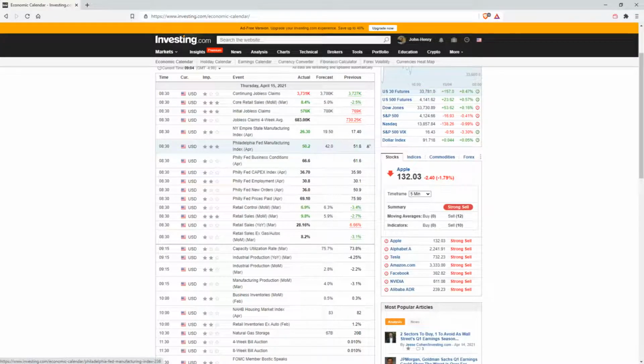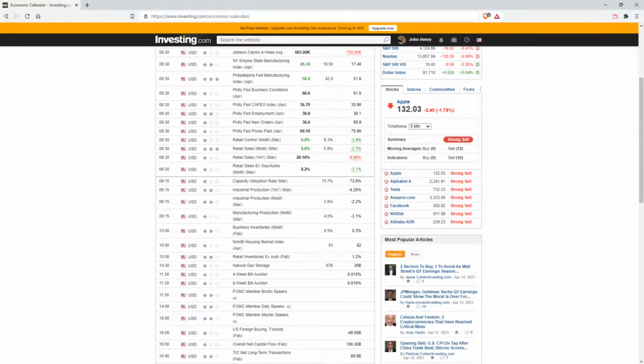The Philly Fed Manufacturing Index came out at 50.2. The forecast was 42, so pretty good there. Lots of really good news in terms of solid numbers. Retail sales came out better than expected, 9.8% versus the forecasted 5.9. So, even though the markets are at all-time highs and it just doesn't want to pull back, when it does, all of a sudden we get hit with all this really good optimistic news. And, well, what do you think the natural response is going to be? It's right back up again.